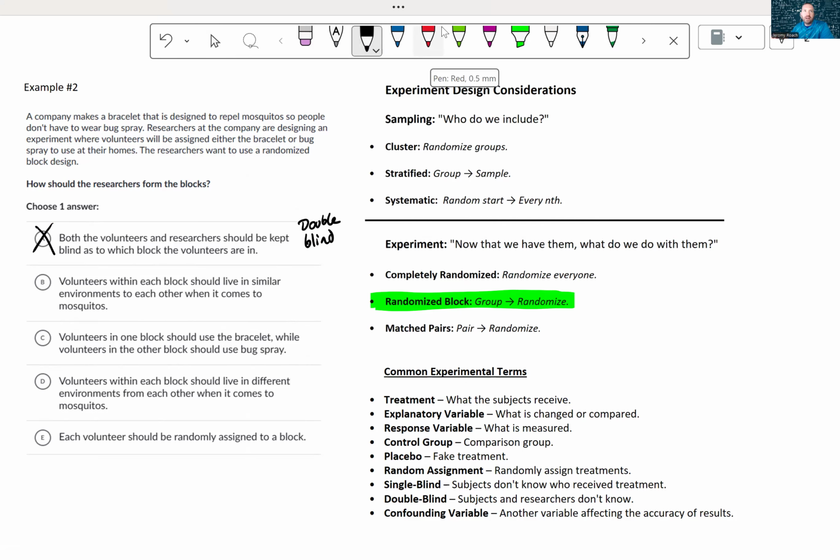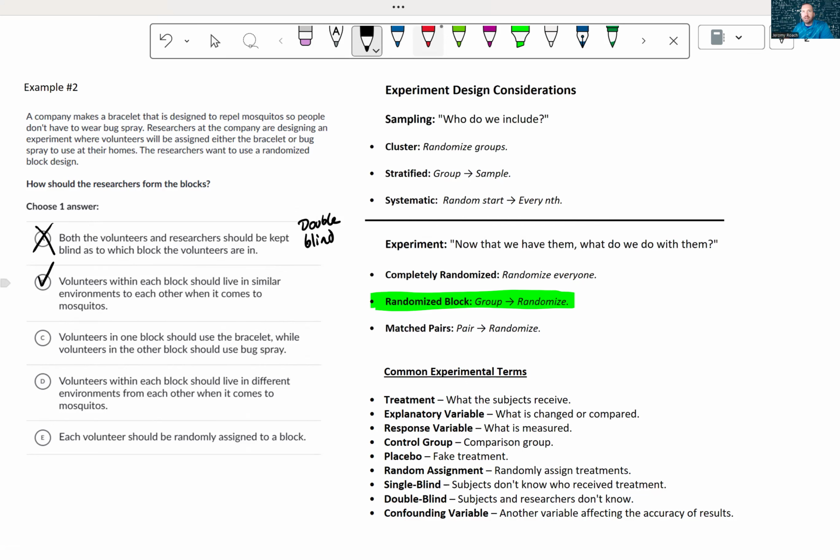So B says, how should they form the blocks? Volunteers within each block should live in similar environments to each other when it comes to mosquitoes. This is what blocking is for. We group similar subjects together first. So B is correct because a randomized block design groups subjects who are similar in an important way before randomly assigning treatments. Since mosquito environment can affect the response variable, the volunteers within each block should live in similar mosquito environments. So B is our correct answer for how they should form these blocks.